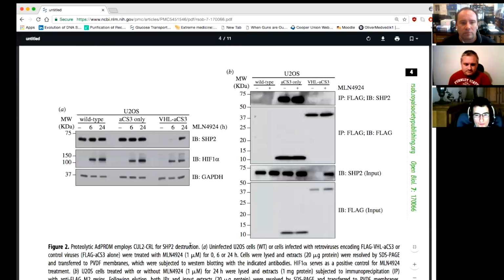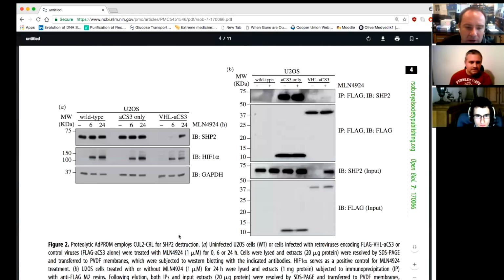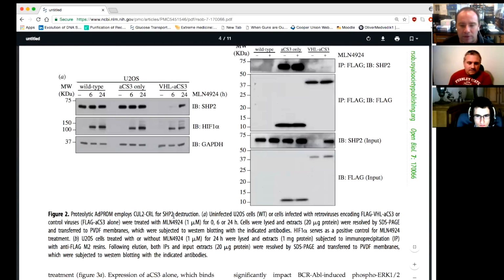So this figure here is basically trying to demonstrate that it is this proteasome-mediated, E2 ligase, E3 protein pathway that actually targets SHP2 for destruction. And they want to demonstrate this by using a chemical, MLN4924, and they treat the cells for various hours.